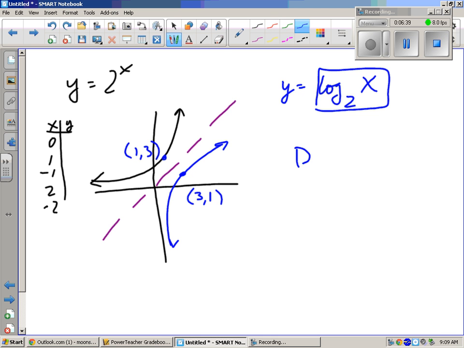Okay, and also just kind of a side note here, the domain of 2 to the x becomes the range of log base 2 of x. So they switch, and that makes sense because here my domain is 3, and the range is 3 in the other graph. So it switches, okay? And then that goes the other way too. The range of 2 to the x is the domain of log base 2 of x.